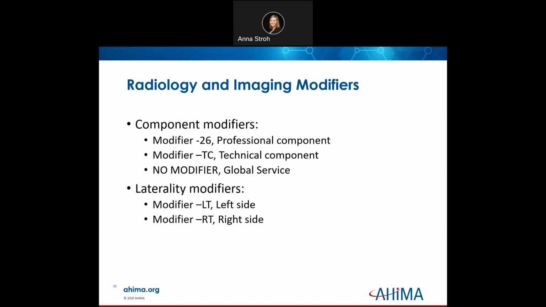Okay, so we talked earlier about the different component modifiers. So we're going to do an example of how to use modifier 26 and TC, but in addition to the professional and technical component, you also will very often be using the laterality modifiers for radiology. So like if they're doing an x-ray of the right ankle, you would put RT. If they're doing an x-ray of the left knee, you would do LT. So definitely use these laterality modifiers.